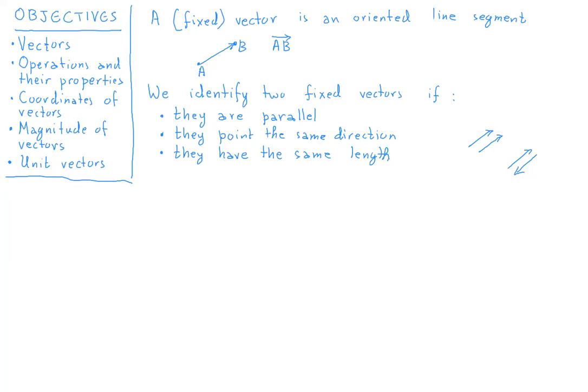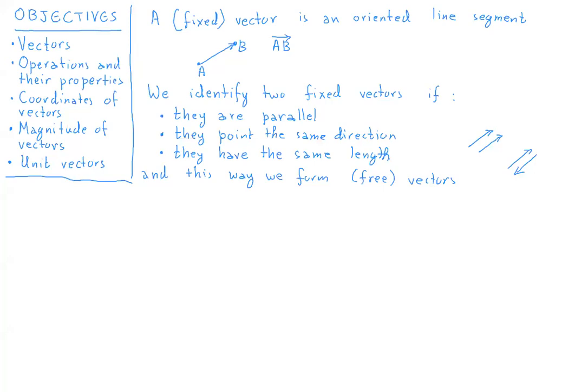And this way, we form free vectors, or the vectors that we're going to be talking about in this course. So in other words, strictly speaking, a vector is going to be not just an oriented line segment, but in fact an infinity of oriented line segments that share these three characteristics.